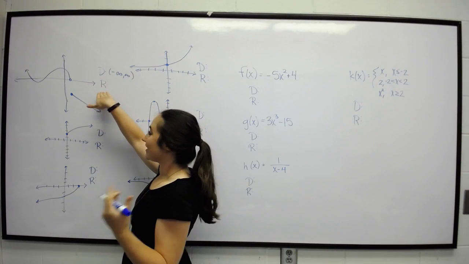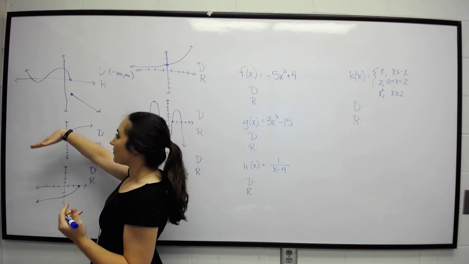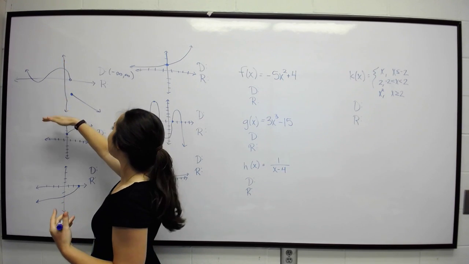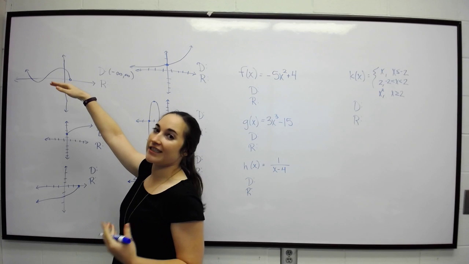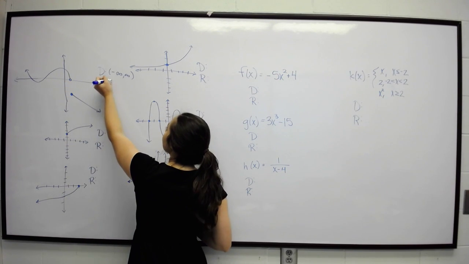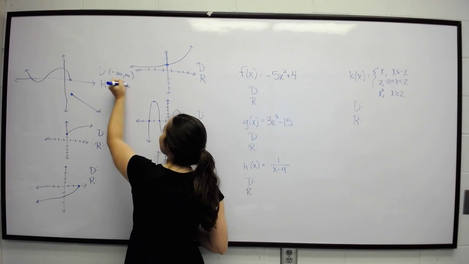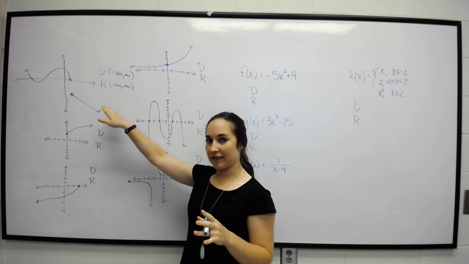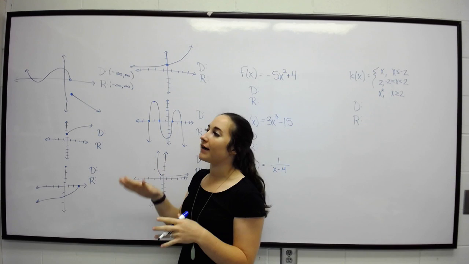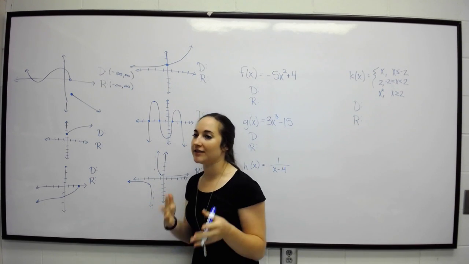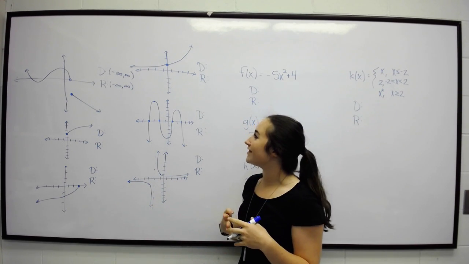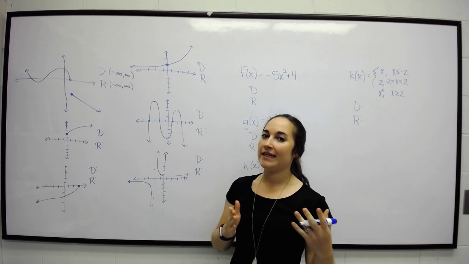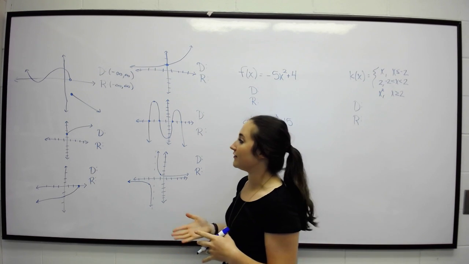The range, let's look at the range. That's from top to bottom, the y values. It appears that our range here is also negative infinity to positive infinity. Okay, so this one, even though it looks different, after using what we know about domain being the x values and range being the y values, we concluded that the domain and range are both negative infinity to positive infinity.